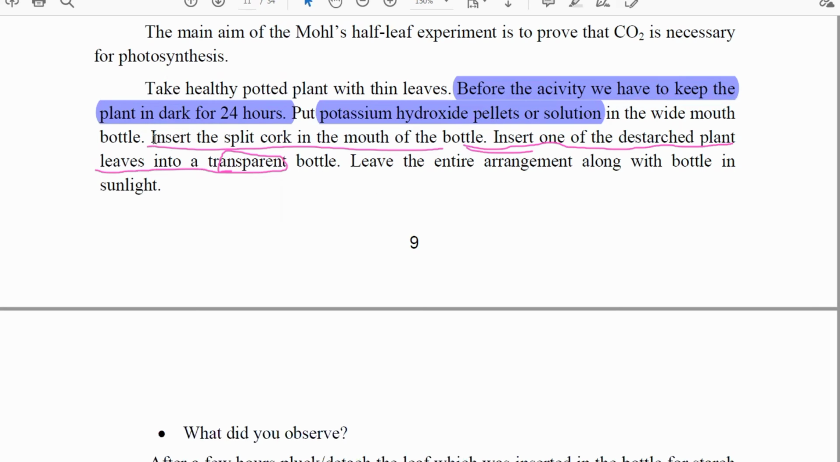So insert the split cork in the mouth of the bottle. Insert one of the destarched plant leaves into the transparent bottle and leave the entire arrangement along with the bottle in sunlight.